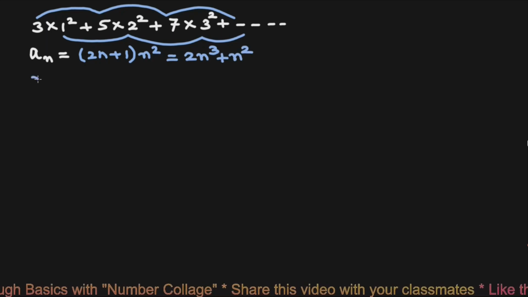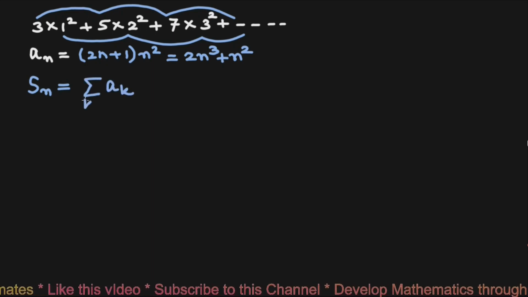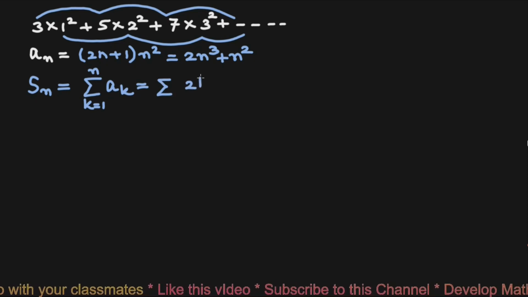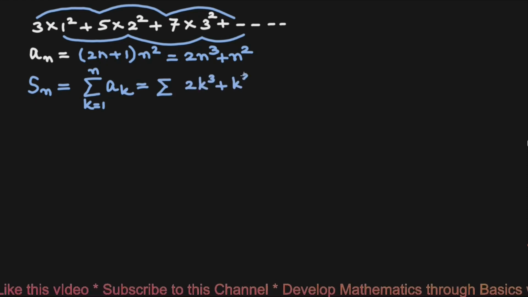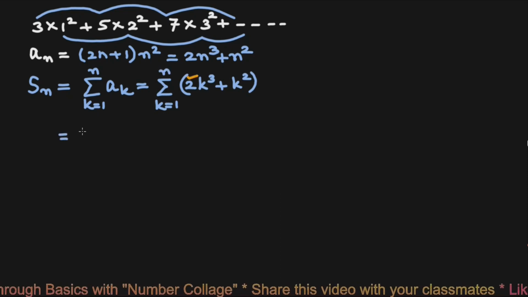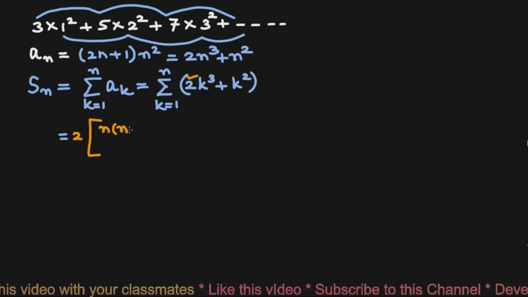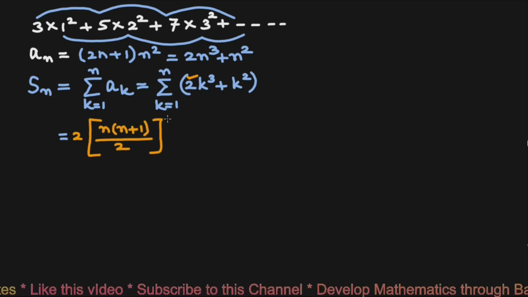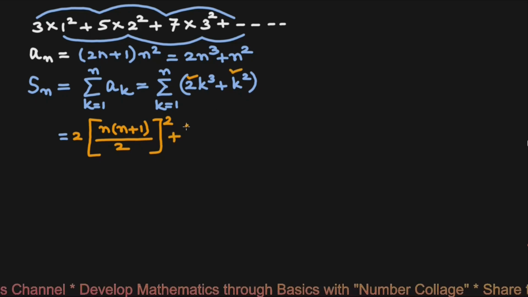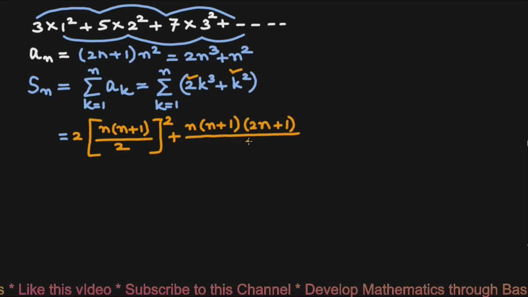From this, the sum to n terms Sn will be summation ak, where k runs from 1 to n, which will be summation 2k cube plus k square, where k runs from 1 to n. This will be 2 times, for summation k cube we write n into n plus 1 upon 2 whole square, plus for summation k square we write n into n plus 1 into 2n plus 1 upon 6.